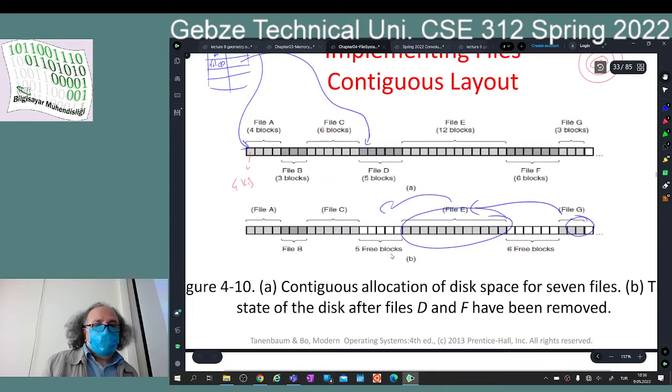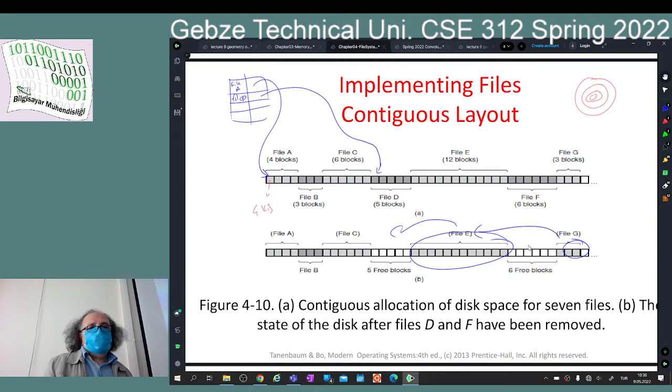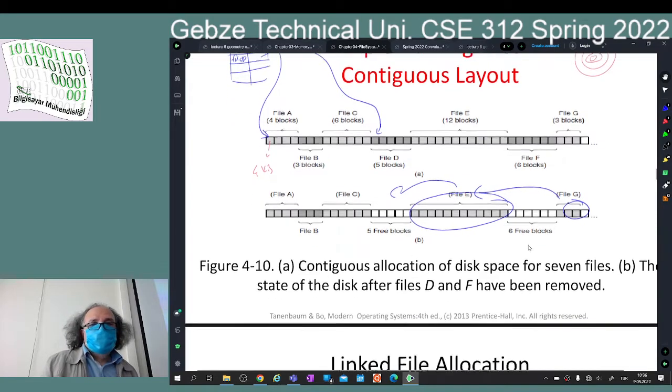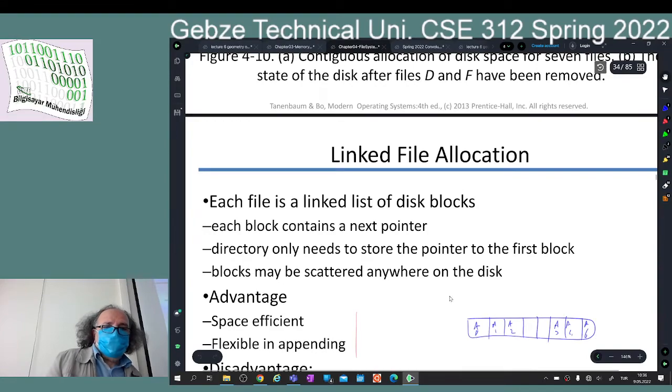You have 5 blocks free here, 6 blocks free there, but I cannot fit a total of 11 free blocks, so I cannot fit a file of 10 block length. So that was a problem. So we needed the compaction and that kind of stuff. That's why we said that people don't use this much other than the CD-ROMs, because in CD-ROMs there is no modification of a file or deletion of a file. So the CD-ROMs use this contiguous layout. We looked at that one.